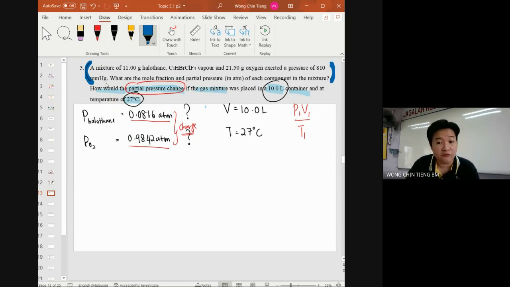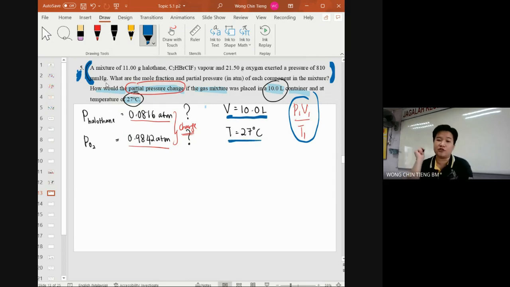Kalau the first part of the question dia ada bagi condition, kalau dia ada bagi volume berapa, temperature berapa, tak payah guna PV equals to nRT. Boleh guna combined gas law terus. Betul? Okay? Tapi sekarang kita tak ada. You only have the condition after. So like Norway said, we can use your PV equals to nRT.